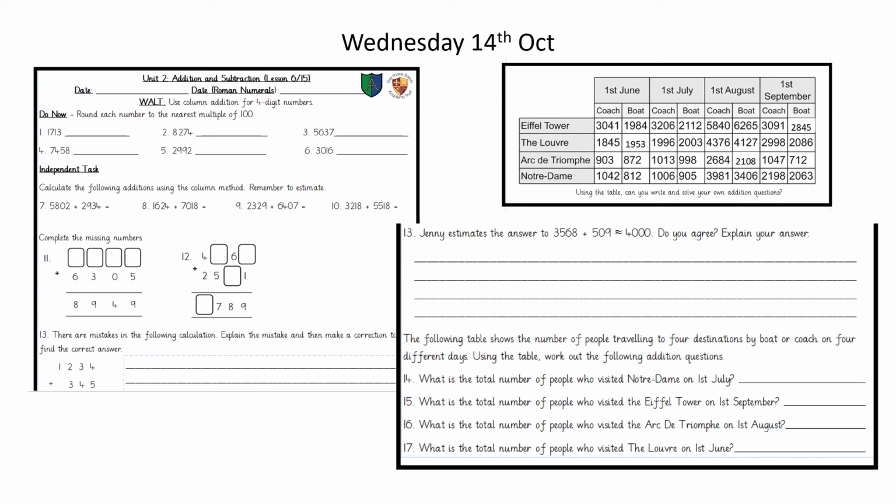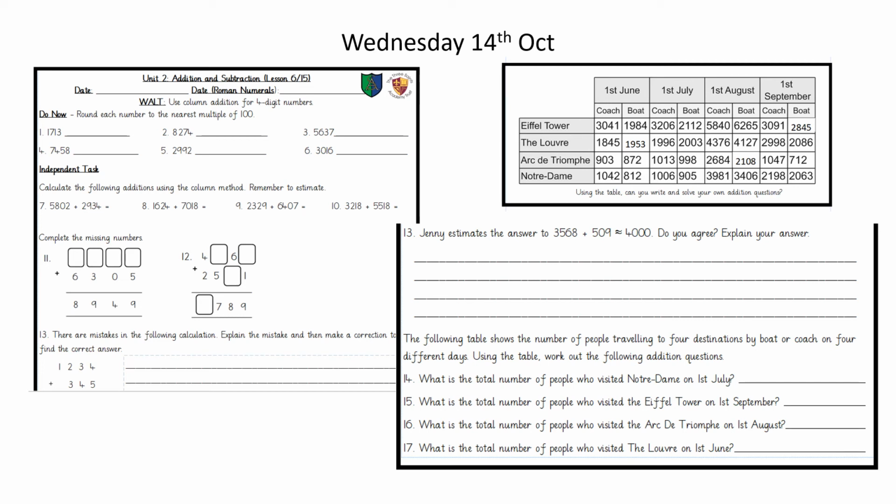Therefore, my estimate will be around 8,700. I wonder if you can carry on and do question 8, 9 and 10 for me. Part 2 of the activity sheet has some missing digit questions. You need to look at the column additions and work out what missing numbers go in each of the boxes. You might be able to use the inverse to help.